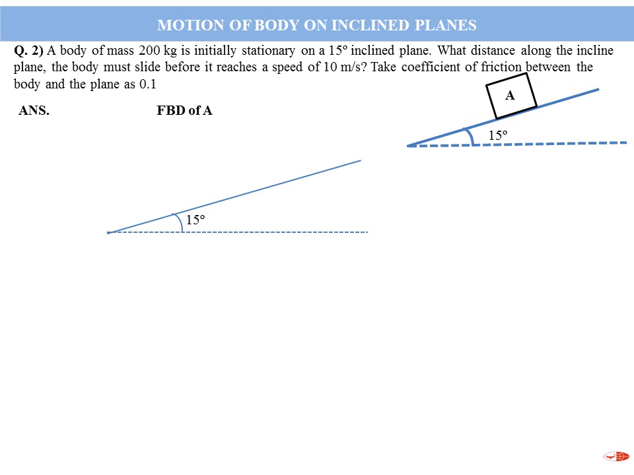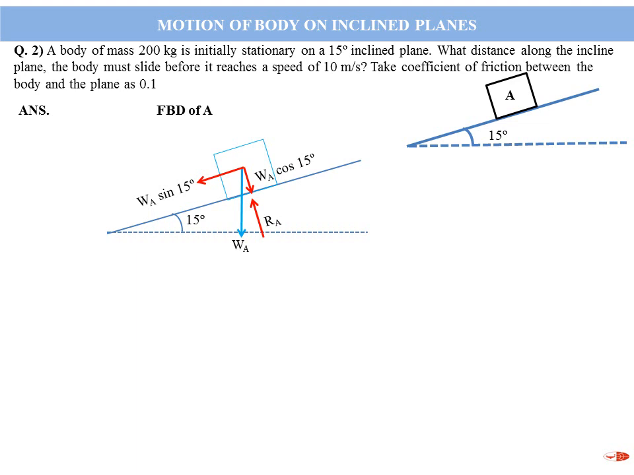Now we will draw the free body diagram of A. A plane which is at an angle of 15 degrees, and the body A. The weight WA acts in the vertical downward direction. Before splitting, there is a reaction force provided by the surface on the body A, RA. Now you can split WA: WA cos 15 degrees in the perpendicular direction of the plane, and WA sin 15 degrees in the parallel direction of the plane.